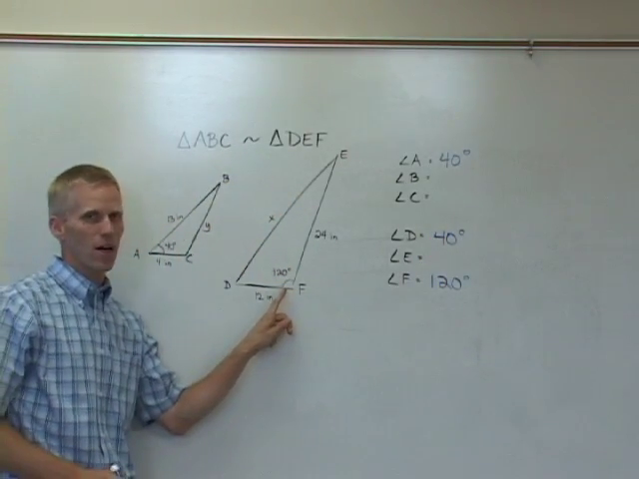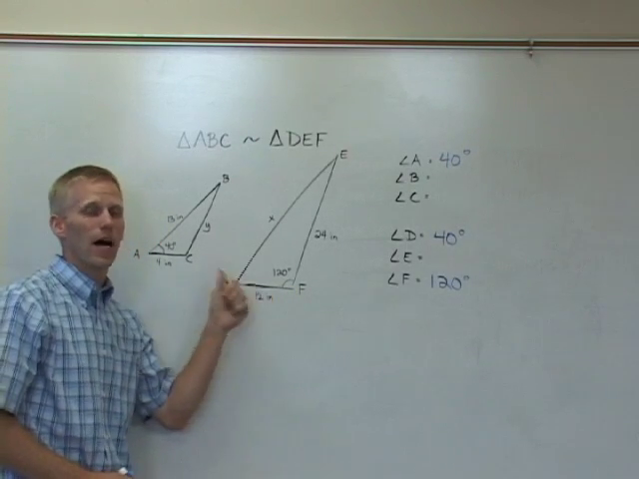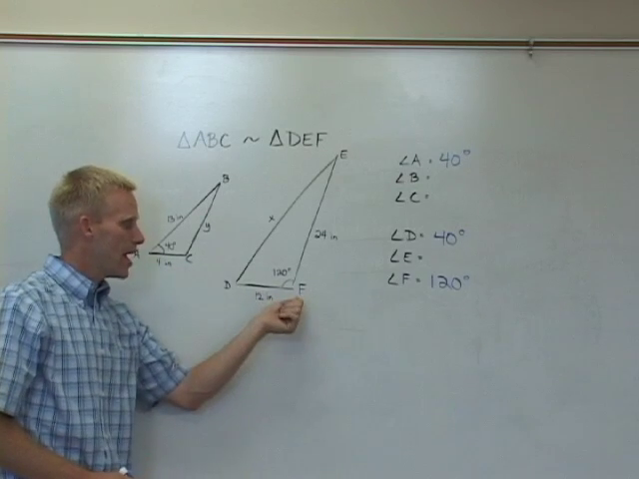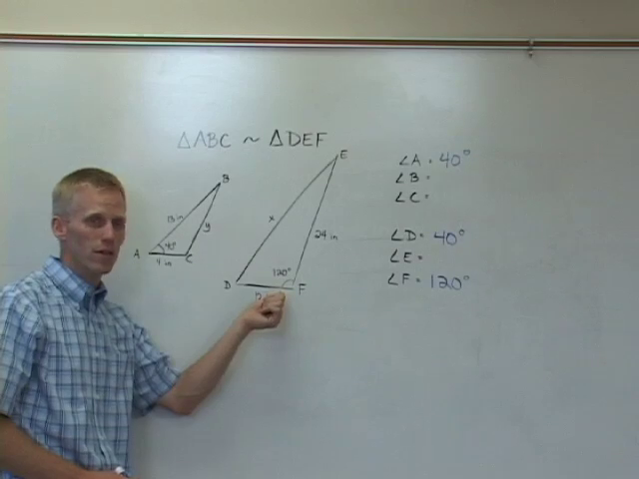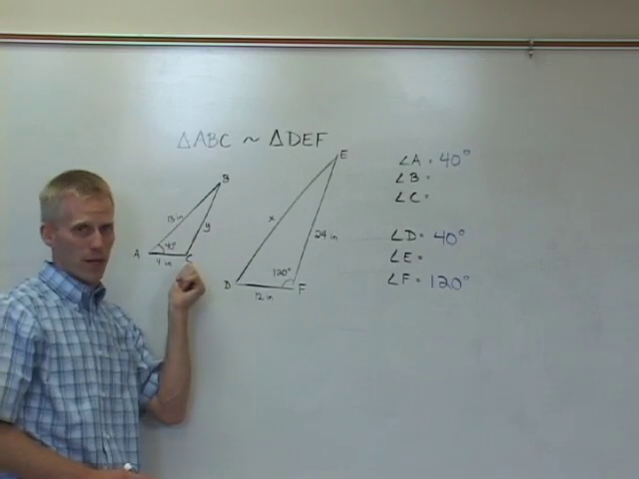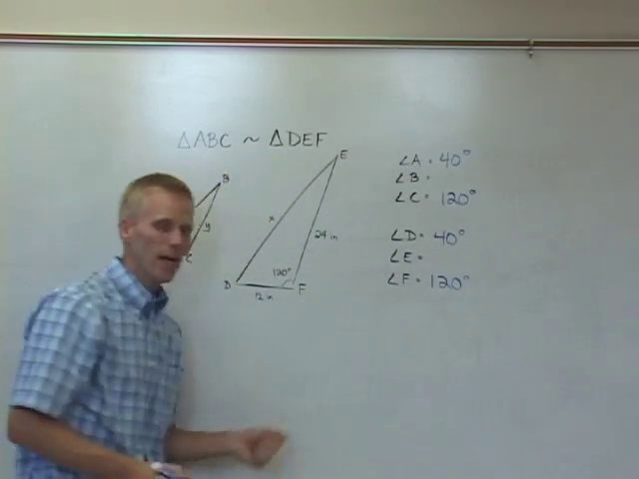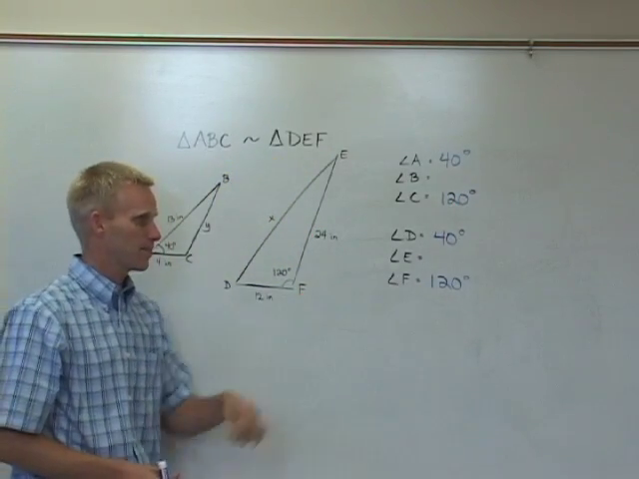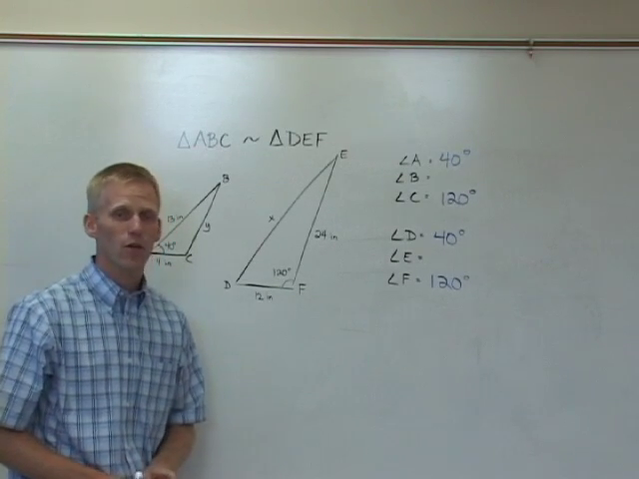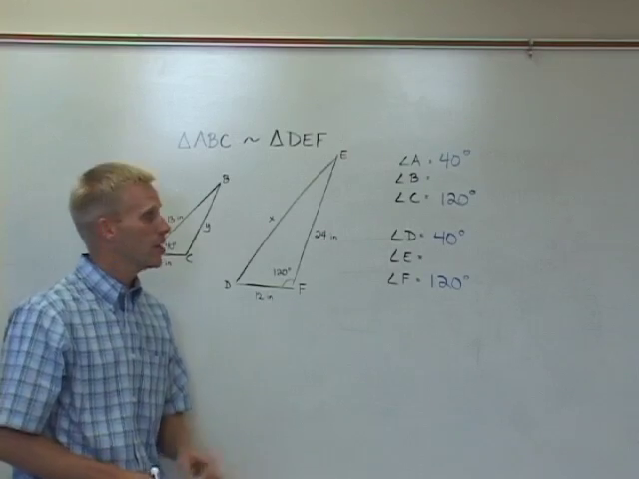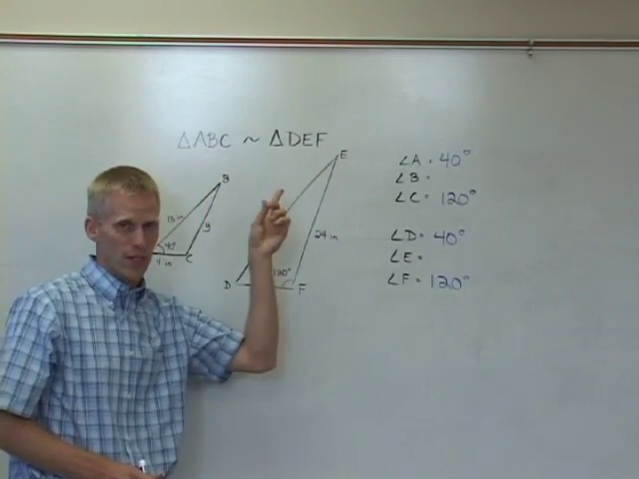If we know F is 120 degrees, we should know its corresponding angle on our previous triangle. F corresponds with C. So if F is 120 degrees, then C must also be 120 degrees. That leaves B and E. We don't know either of those angles, but we do know that they are corresponding to each other. So if we can figure out B, we can figure out E, or vice versa.